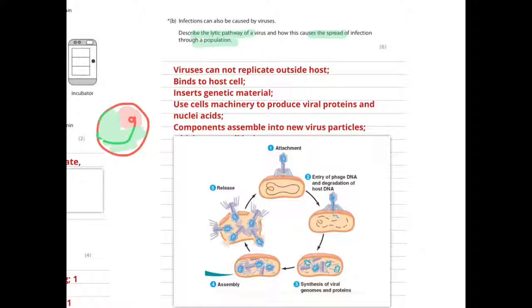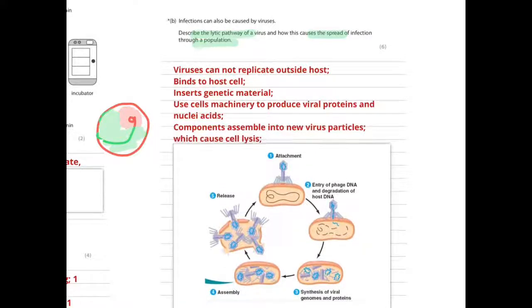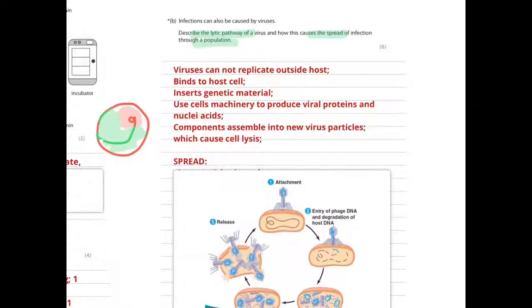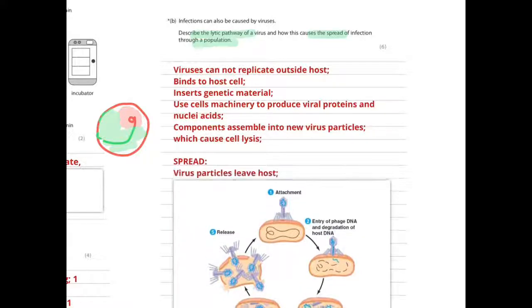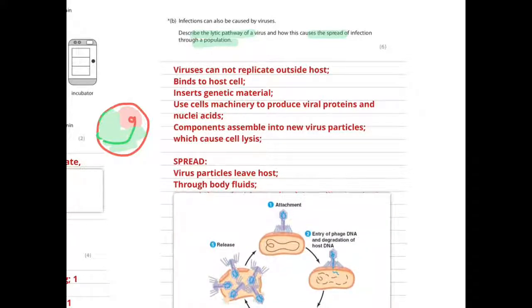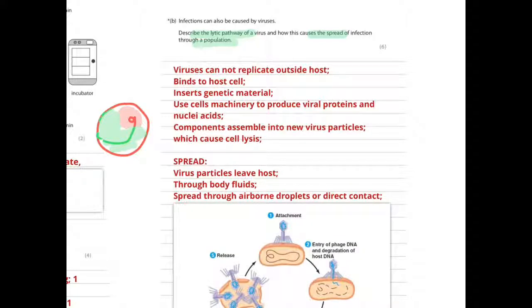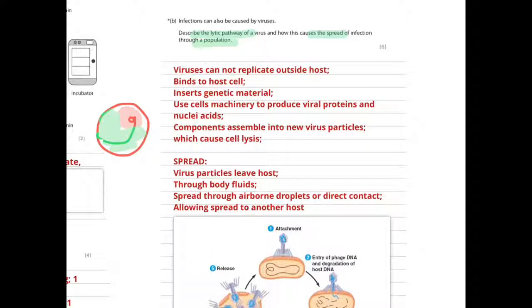The components assemble into new virus particles, which cause cell lysis. That means the cell breaks down. That's what lysis is. Spread. So that deals with the first part, describe the lytic pathway. Virus particles leave the host through body fluids, spread through airborne droplets or direct contact, allowing spread to another host.